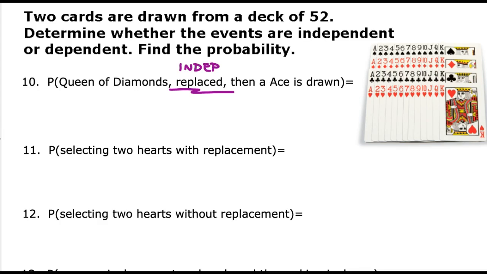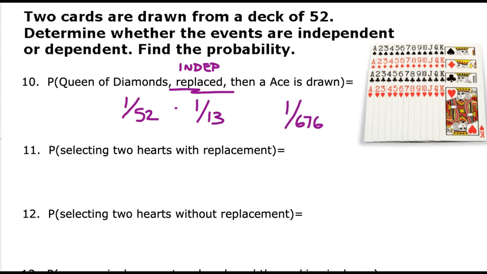So the probability of a Queen of Diamonds is going to be 1 in 52. And the probability of an ace that's drawn is going to be 1 in 13. And so the probability of having both a Queen of Diamonds and an ace when you replace it is the product of those two together, which whatever 52 times 13 is, that would end up being 676. So 1 out of 676.